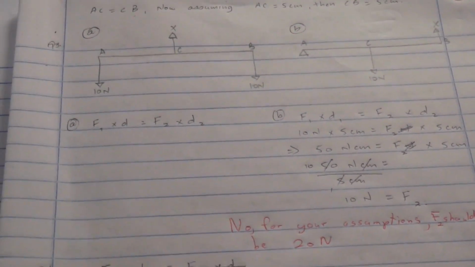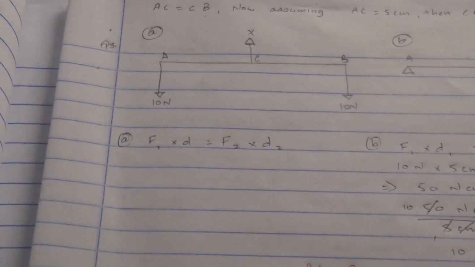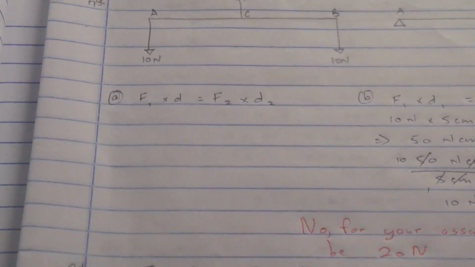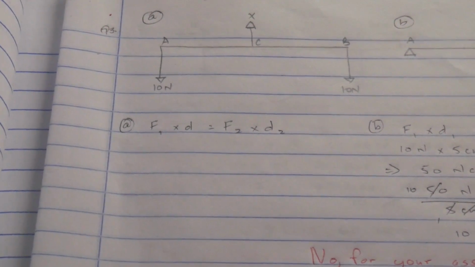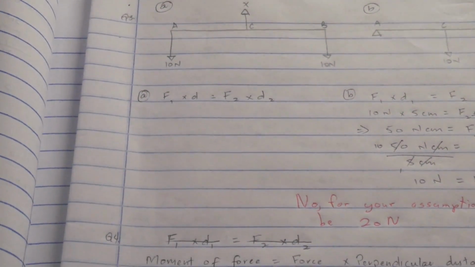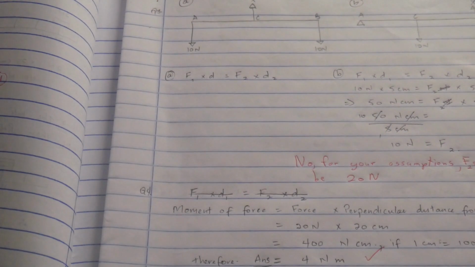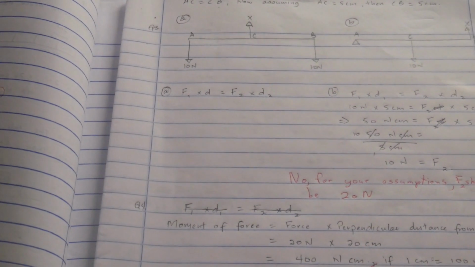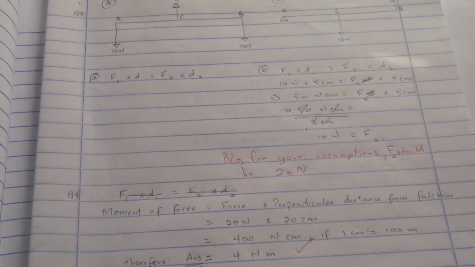So for the first part of the question, which is this one here, we don't have any clockwise or anti-clockwise moment, because the point at C is not a fulcrum. It's just saying that the force is acting upwards from that position. Right, so just say total force up is equal to total force down. So total force up is 10 plus 10 newtons, which is simply equal to 20 newtons.